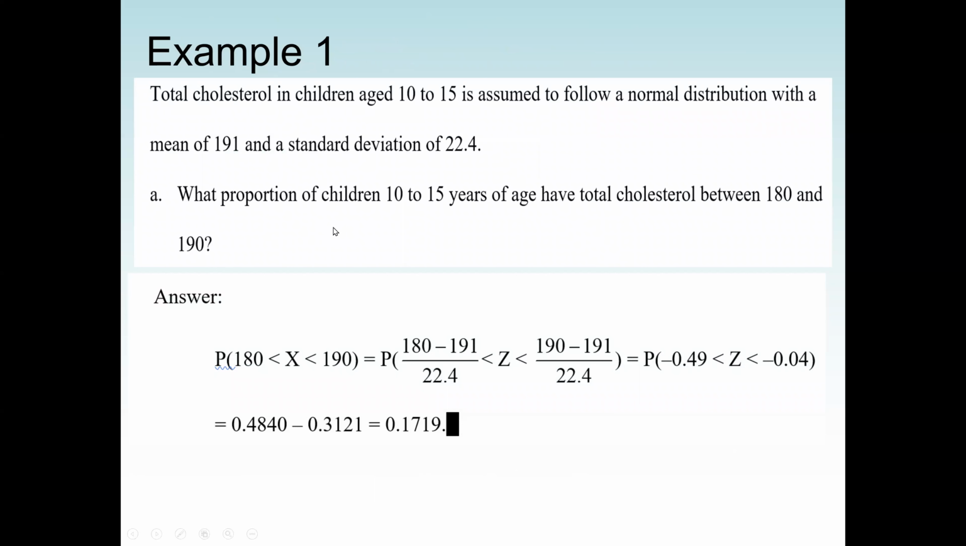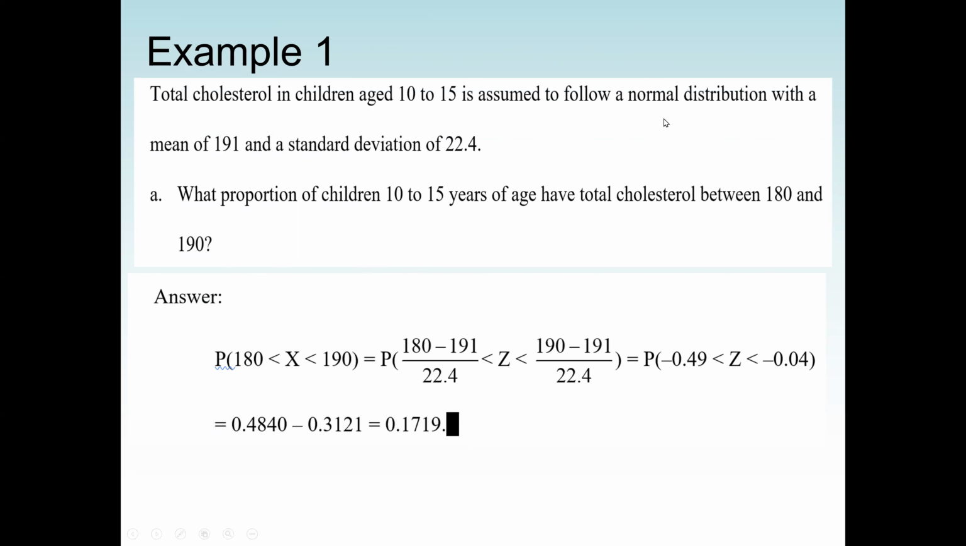So let's see some example here. Here we say we have a total cholesterol story in children aged from 10 to 15, assumed to follow a normal distribution with a mean of 191 and standard deviation of 22.4. So first, what is the proportion of children 10 to 15 years of age that have a total cholesterol between 180 and 190? So the question already told us this is a normal distribution.